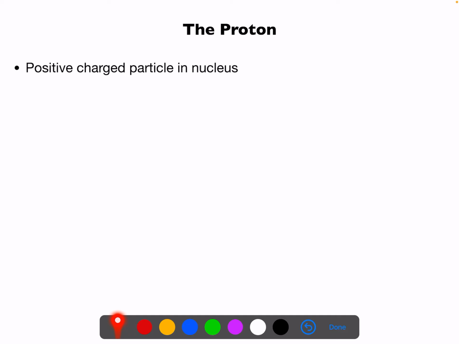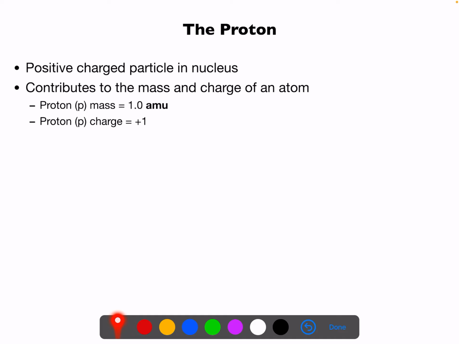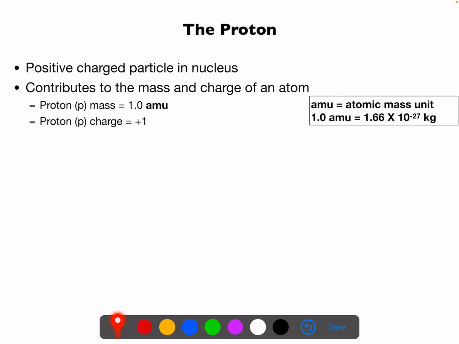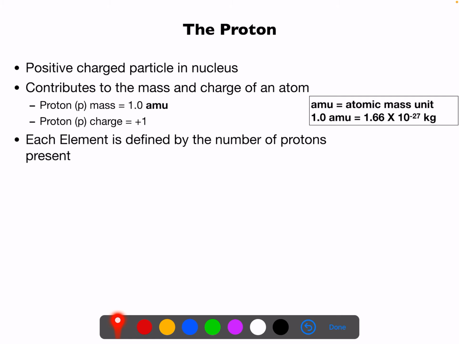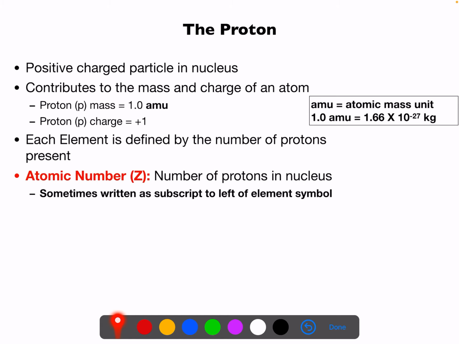So the proton first. The proton is a positively charged particle contained in the nucleus of an atom. It contributes to the mass and charge of an atom. All right, so proton, or lowercase p, has the mass of 1 atomic mass unit and a charge of positive 1. The key thing about the proton is that each element is defined by the number of protons present. So the number of protons in the nucleus is what defines what type of element we have.